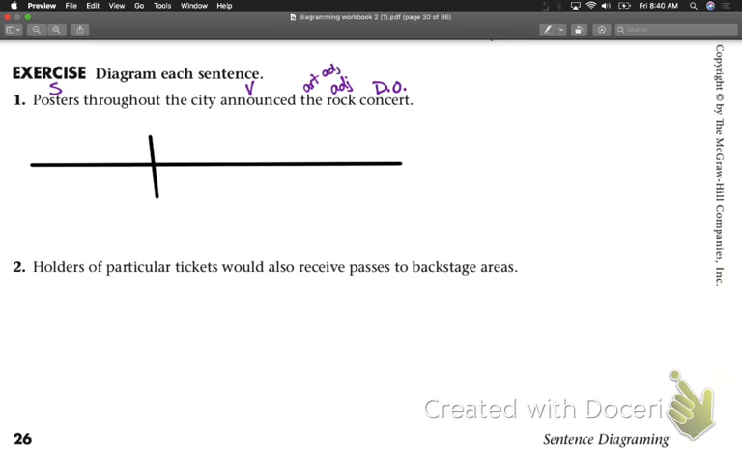Okay? Now what about throughout the city? This is how we're going to mark our prepositional phrase, because throughout the city is going to be the preposition. Does that make sense? Okay? We're going to put brackets around our prepositional phrases. Throughout is the preposition, and we're going to label it P-R-E-P.